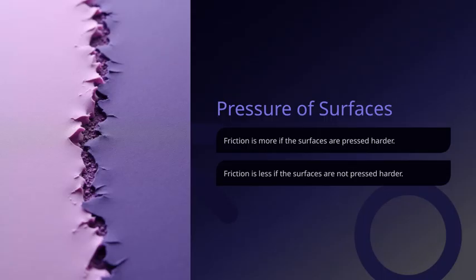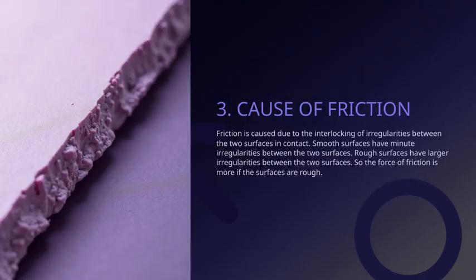Let's talk about how pressure affects friction. When surfaces are pressed harder together, the friction between them increases. Think of pushing a heavy box. The more you press down, the more resistance you feel. Conversely, if the surfaces are not pressed as hard, the friction decreases. So, in general, the amount of force pressing surfaces together directly influences how much friction there is. This is an important concept because it shows us that friction isn't just about the roughness of surfaces, but also about how tightly they're pressed together. Understanding this helps us better control and predict friction in various everyday situations and engineering applications.